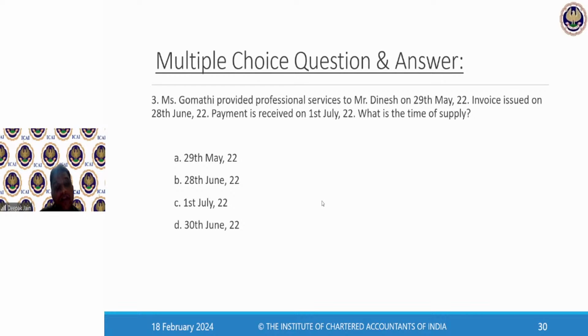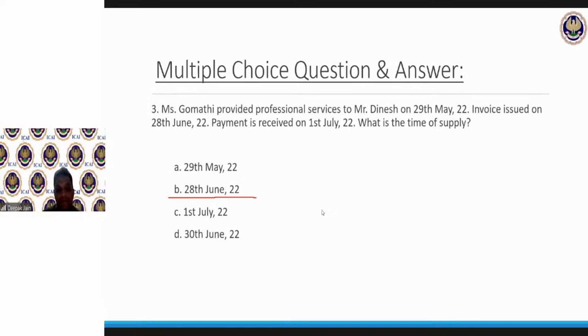It will not be 60 days from time. When the invoice is issued on time, it will be the date of invoice. So in this case, the invoice is issued on time. So the time of supply is 28th June. And payment is received later on. That doesn't matter. It will be the date of issue of invoice. Clear?